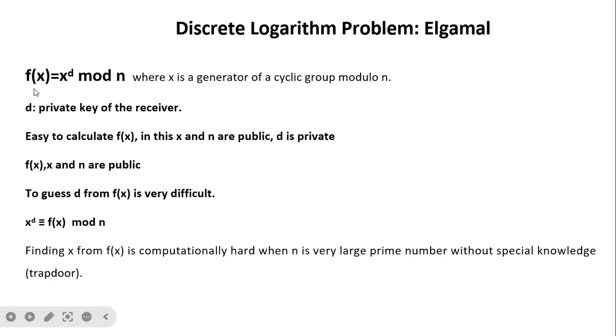So in this example, n is public, x is public, d is private. So if we know the d, we can easily calculate f of x is equal to x raised to d mod n. So the forward side is very easy. But if we know the f of x, x and n, and we want to guess the private key, which is the secret d, then this problem is very difficult when our n is very large.